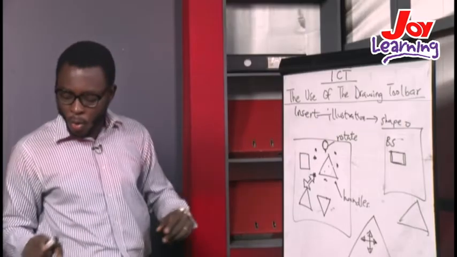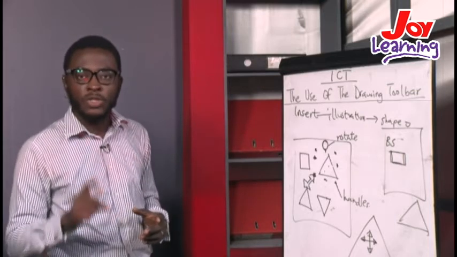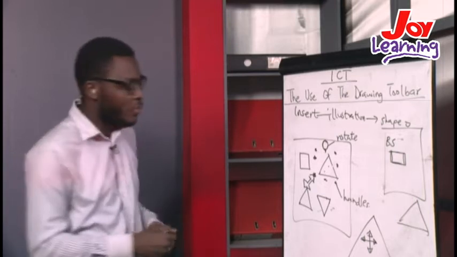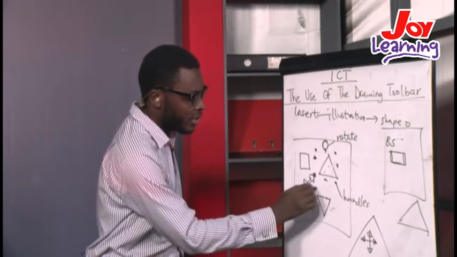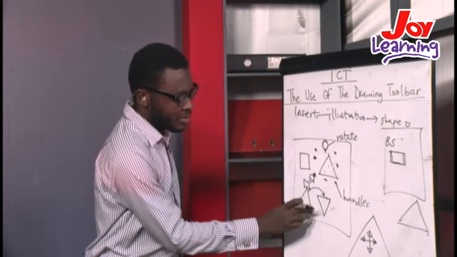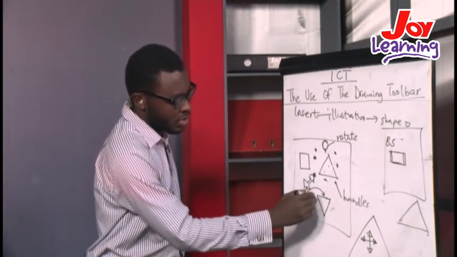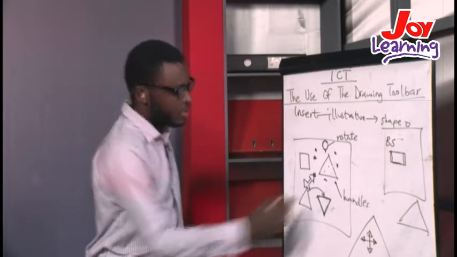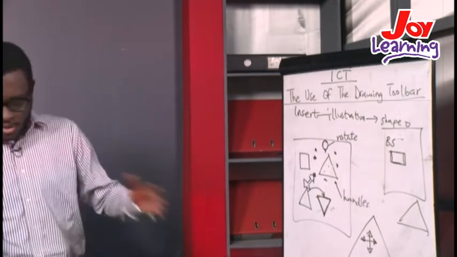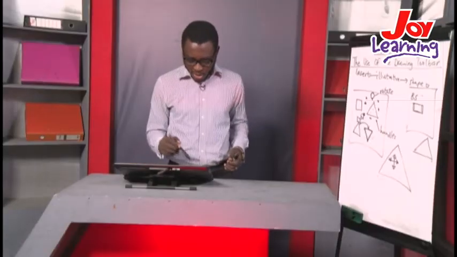Then you click the left mouse button, you hold it, and then you move the cursor. As you are moving, it will rotate from this particular shape to this particular one. It means you have turned it upside down, or you have turned it another way altogether.